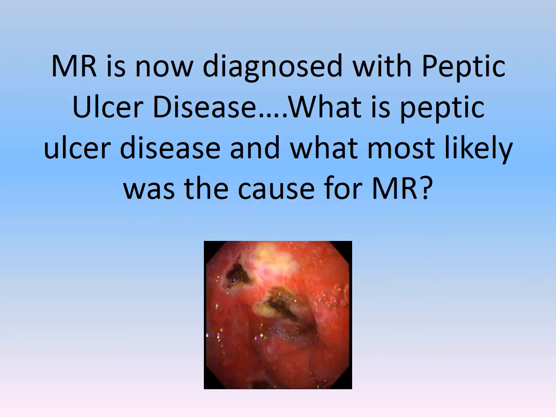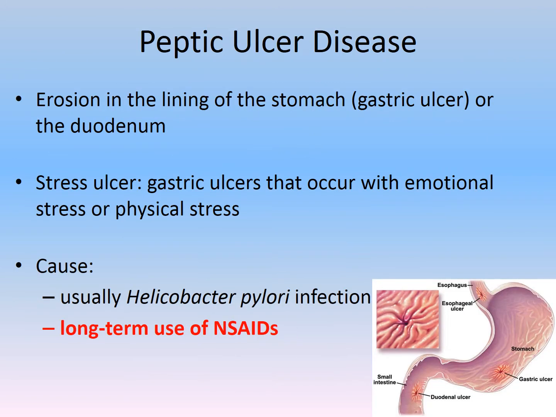So MR is now diagnosed with peptic ulcer disease. What is peptic ulcer disease, and what most likely was the cause for MR? Well, peptic ulcer disease is an erosion in the lining of the stomach, which is considered a gastric ulcer, or the first part of the duodenum. Stress ulcers are gastric ulcers that occur with physical stress like major surgery, traumas, or burns. Causes are long-term use of NSAIDs, but usually H. pylori infection is one of the main causes. Psychological stress and spicy foods do not cause ulcers, which they used to believe did, but they actually can make an ulcer worse.